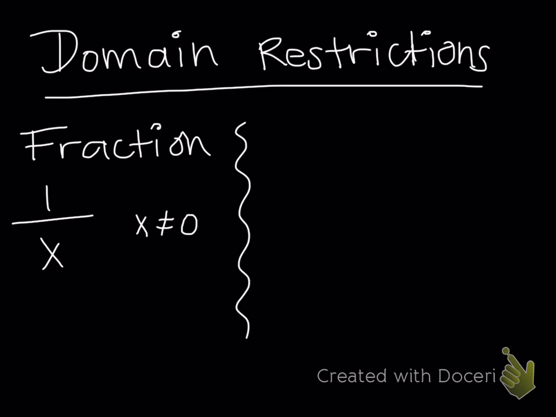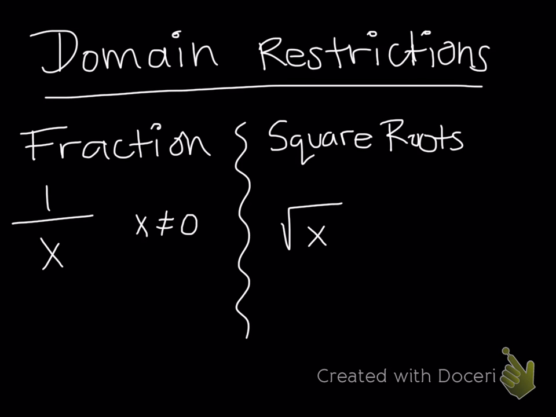The other time we have restrictions is when there are square roots. If you recall last year, we talked about taking the square roots of negative numbers and how they yield imaginary numbers. So when you're stating the domain, you're trying to tell me what values would give me actual real y value answers. So if I had the square root of x, whatever is underneath the square root must be greater than or equal to 0. If I don't have a fraction and I don't have a square root, I don't have any domain restrictions.